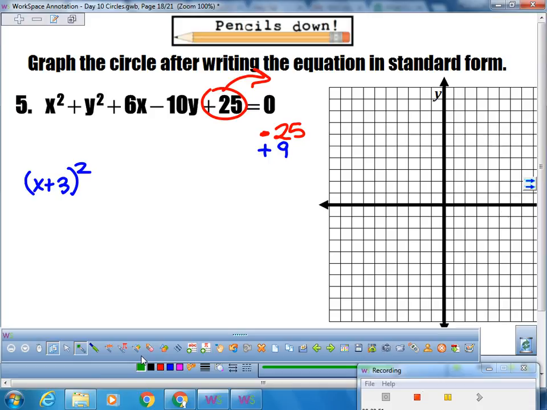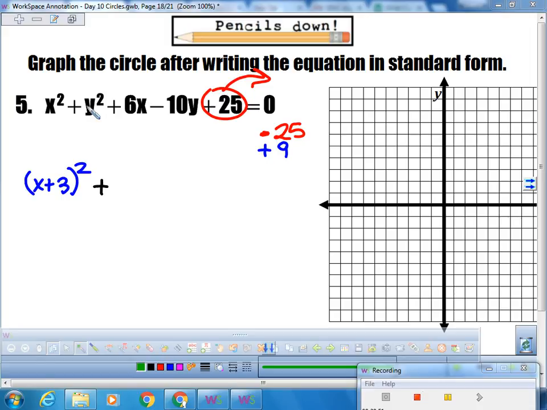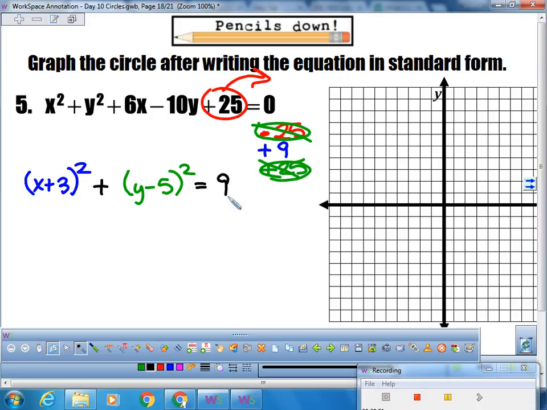And then here I've got a y squared and a negative 10. So I know that that's going to be y minus 5 squared. And so if it's negative 5, 5 squared is 25. Which is nice because that makes these two cancel each other. It can be done very quickly, right?